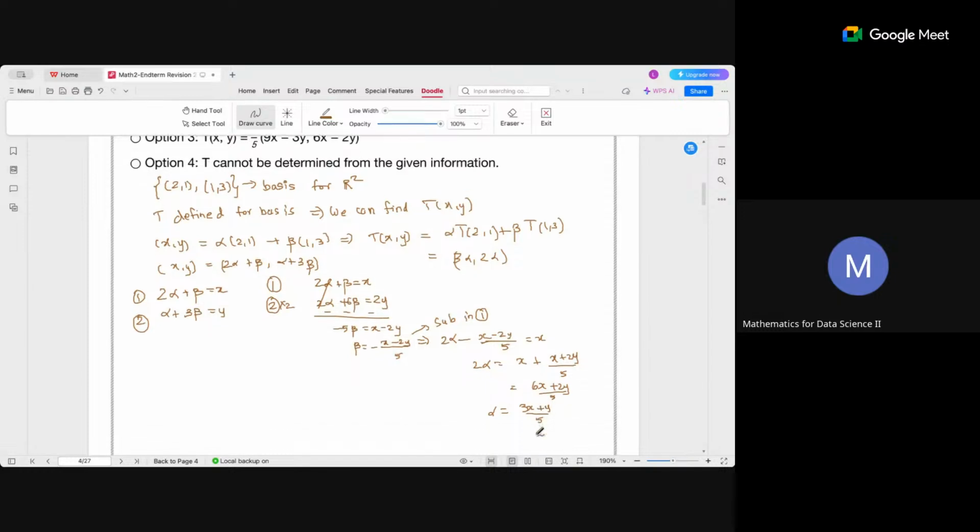So you have found alpha and beta, right? Now you know what alpha and beta are. Now how do you write T of (x, y)? Only alpha is needed here.